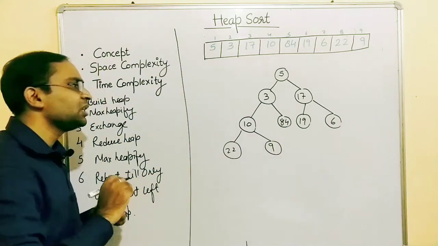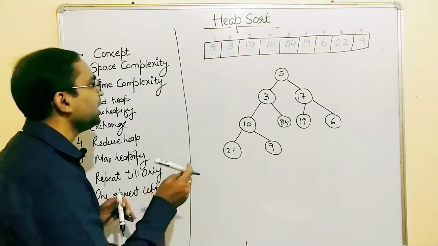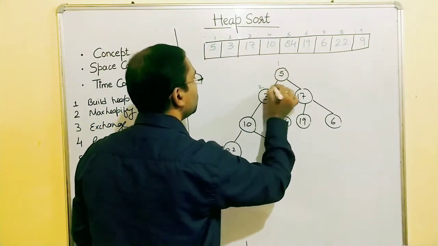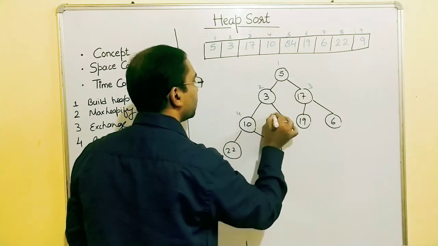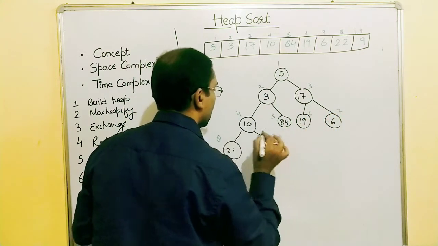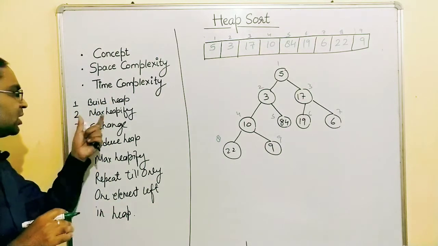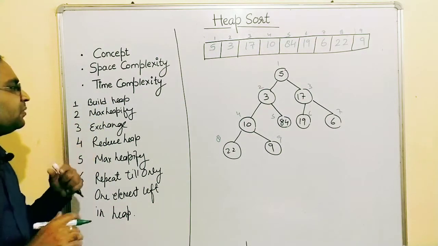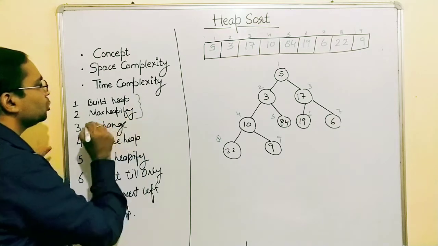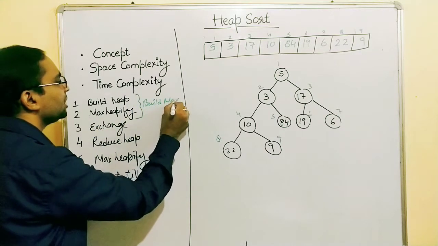So this is step number 1, building the heap, with nine elements in total. Now step number 2 is max heapify, and combined, these two steps are known as build max heap.